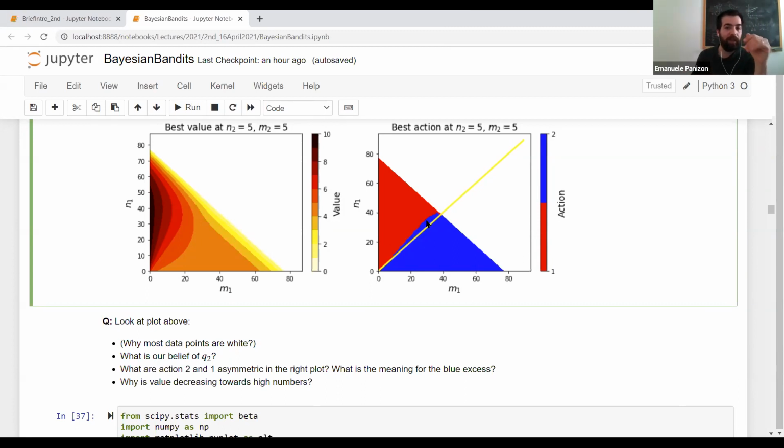But you see that there is a non-vanishing small region where actually the best action is arm 2. Can you guess why?